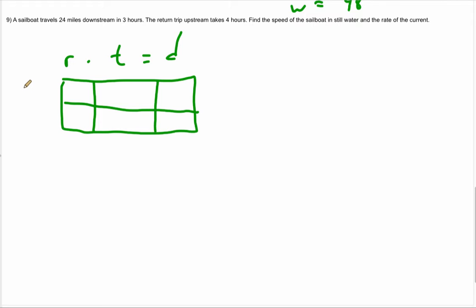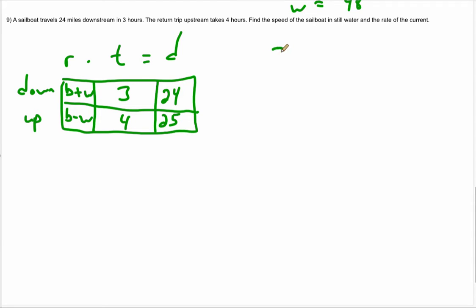We're talking about a boat traveling downstream, upstream. So downstream means you're going faster, so it's the boat plus the water. And then upstream is boat minus water. It's slowing us down. We're going 24 miles downstream in 3 hours, upstream in 4 hours. Still 24 miles. Same stuff.